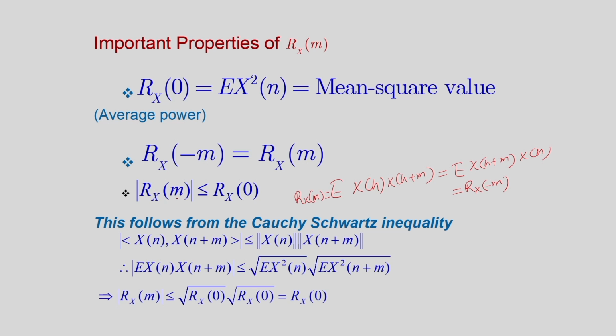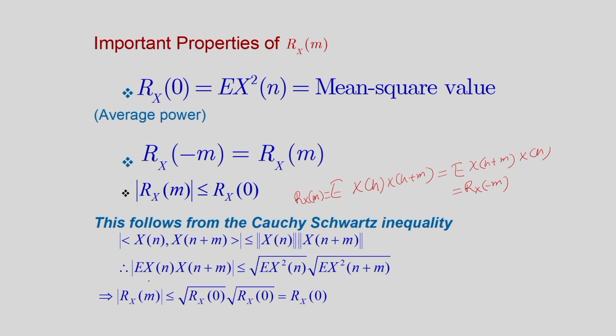Then the magnitude of Rx of m at any m is less than or equal to Rx of 0. We can prove this using the Cauchy-Schwarz inequality that we know. If we take the inner product of x n and x of n plus m, and then the magnitude of that, it will be less than the norm of x n times the norm of x of n plus m. The inner product is an expectation, so the magnitude of E of x n into x of n plus m is less than or equal to the norm of x n, which is the square root of E of x square n, times the norm of x of n plus m, which is the square root of E of x square n plus m.